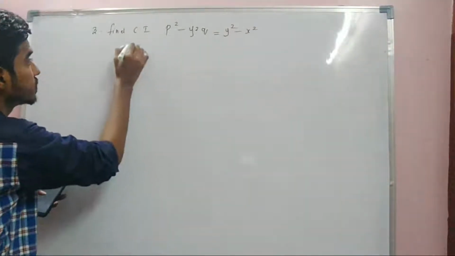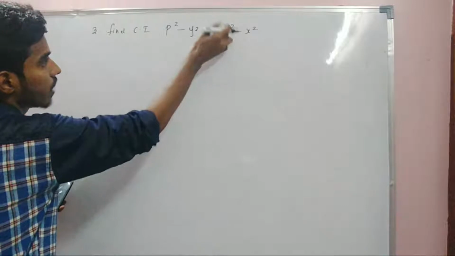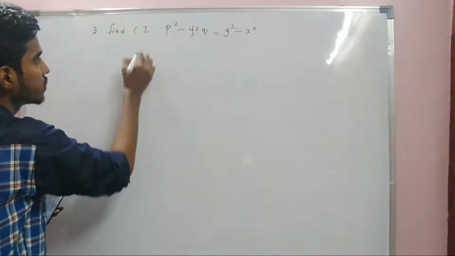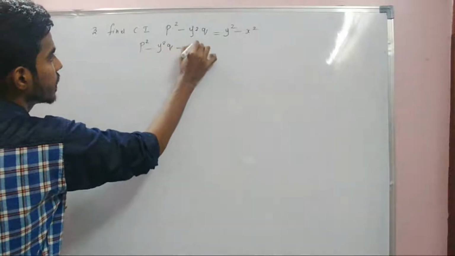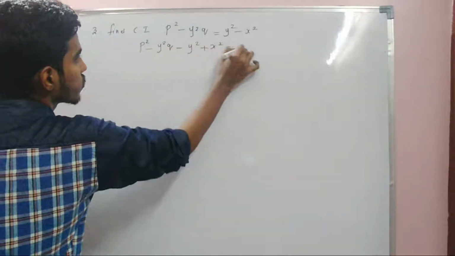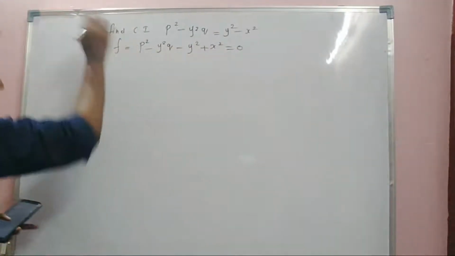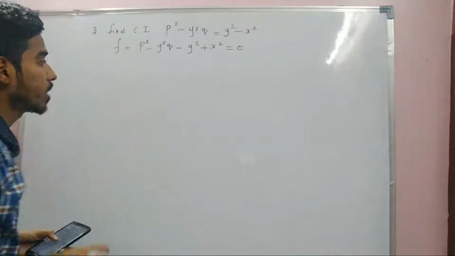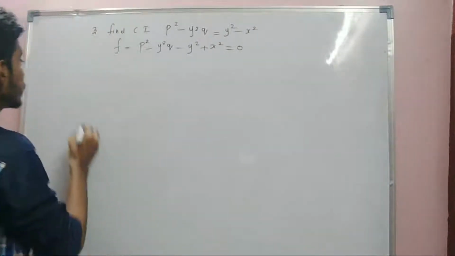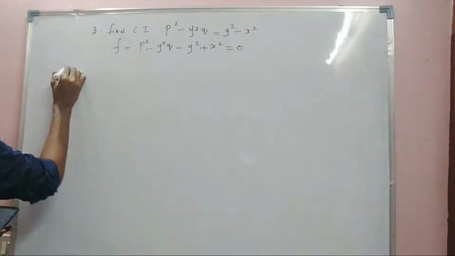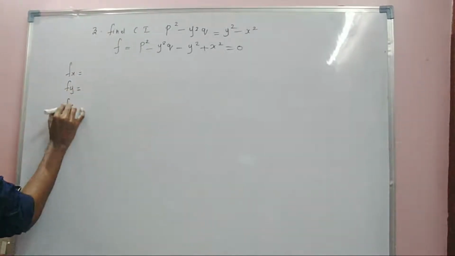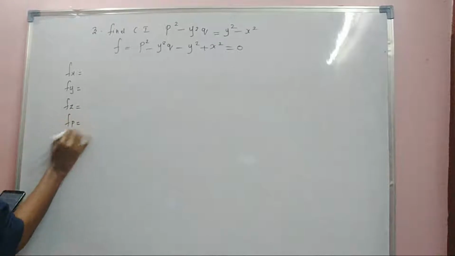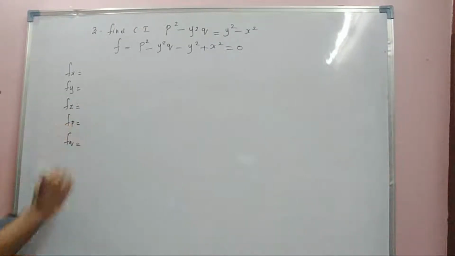So the first step is to write everything, bring every term to one side and set it equal to 0. So we have p square minus y square cube minus y square plus x square is equal to 0. This is our f. Now we have to write the auxiliary equation. But before that, we will find fx, fy, fz, fp and fq.